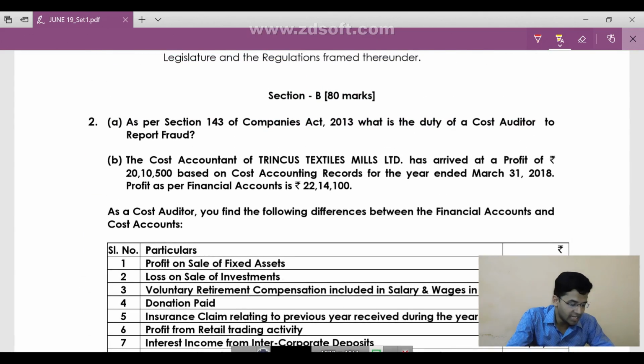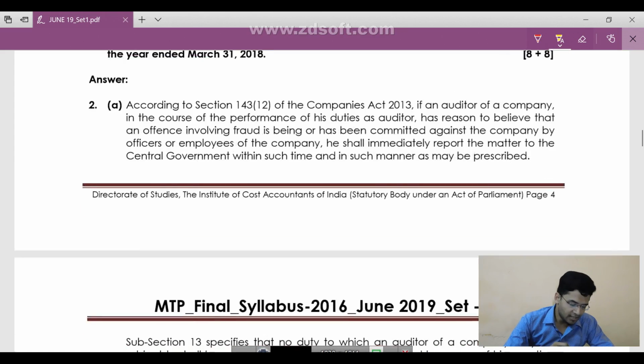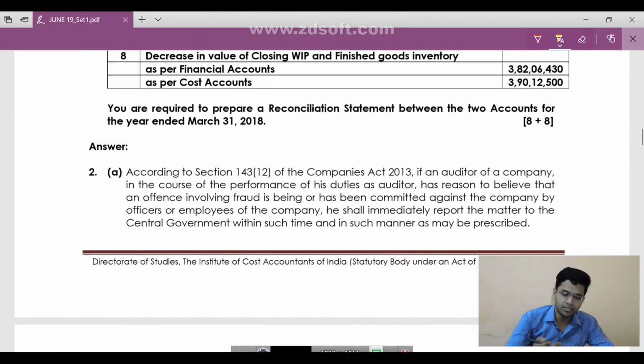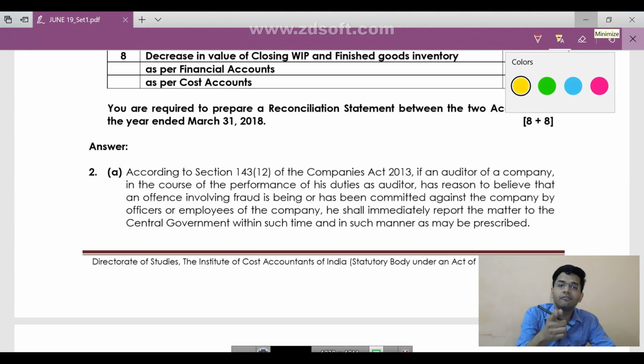Next question is, as per section 143, what is the duty of the cost auditor? To report fraud. Tell me guys, what is the responsibility of the cost auditor? Let me give you a hint. Section 143 subsection 12 talks about fraud. It says that any auditor, whether a cost auditor or statutory auditor, should report fraud immediately to the board of directors and audit committee, and then 45 days should be given to the board of directors and audit committee to respond.